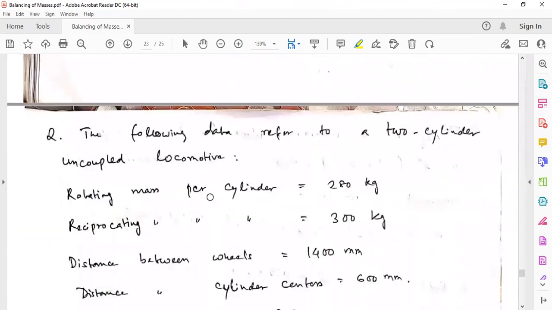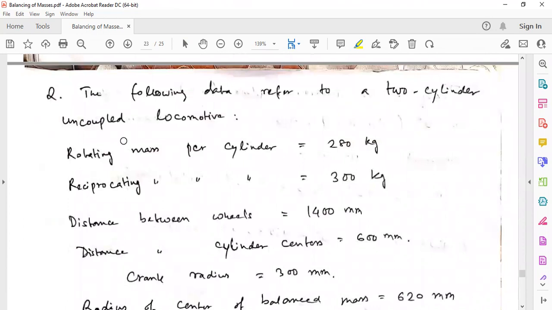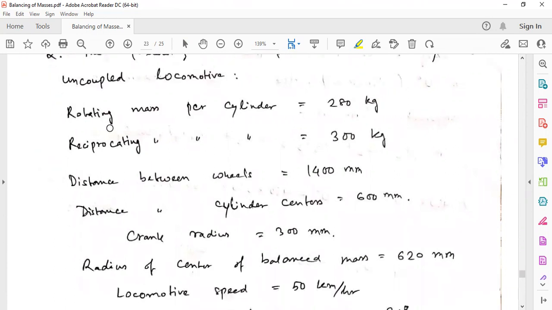Next, let's look at some numerics. The following data refer to a two-cylinder uncoupled locomotive. Here rotating mass per cylinder is 280 kg, reciprocating mass per cylinder is 300 kg. Both rotating and reciprocating mass values are given. Distance between wheels is 1400 mm. So one wheel is here, another wheel is here. That distance between them is 1400.